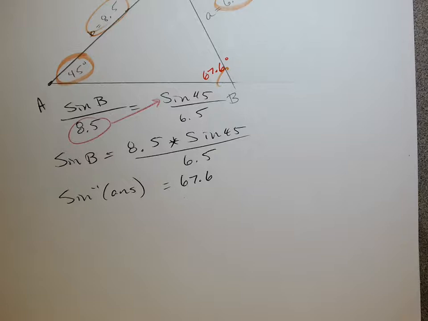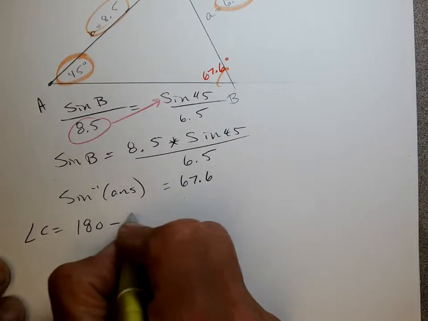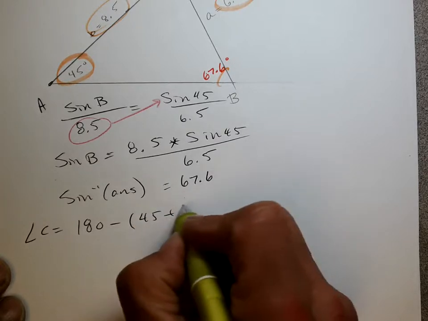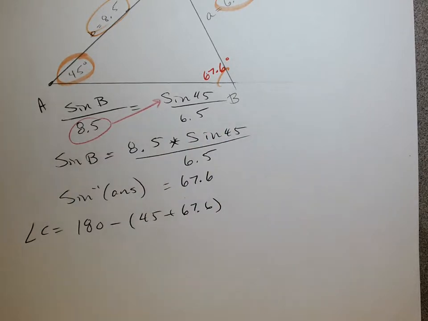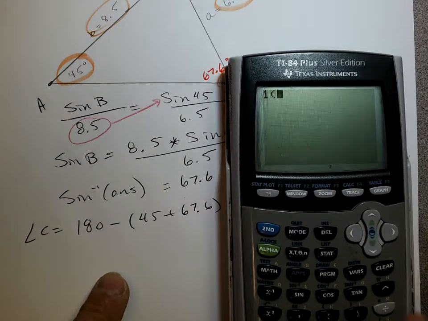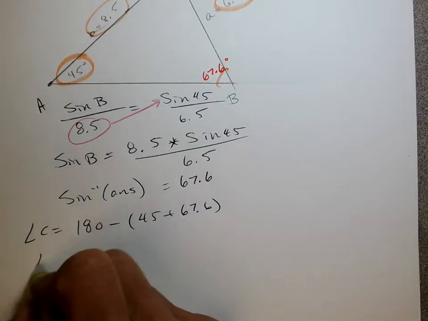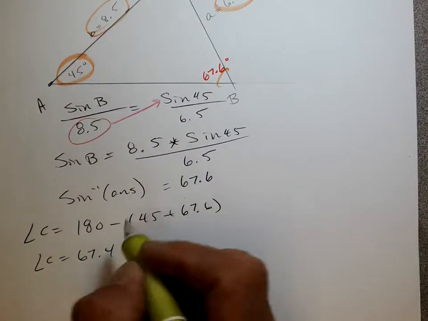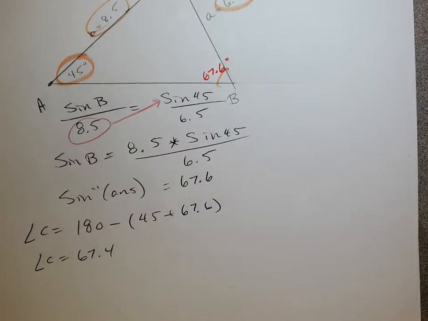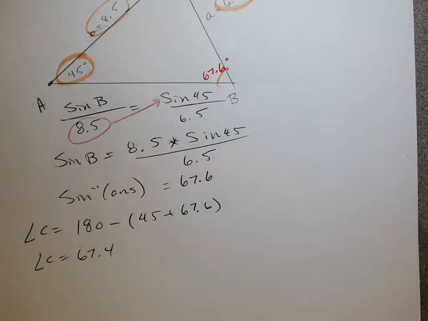Okay, now I'm going to go ahead and find angle C. That's easy, right? So angle C is 180 minus my 45 plus my 67.6, right? Use my calculator: 180 minus 45 plus 67.6, and I get 67.4. Angle C is about 67.4. So again, I'll put that up in my triangle so I can see it, 67.4.